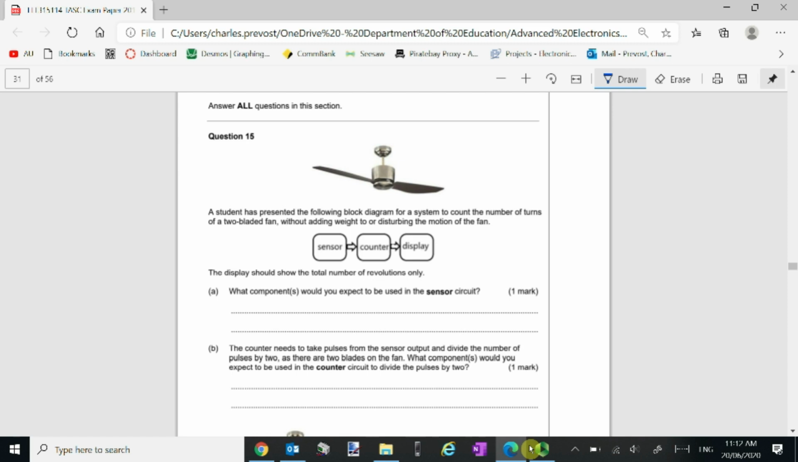What would we use in the sensor circuit? There's a few things we could have used here. We could use a light sensor. But we could also use something like a Hall effect sensor, which, if the fan was made of metal, could pick that up. Basically anything that would detect the presence of the blade there.